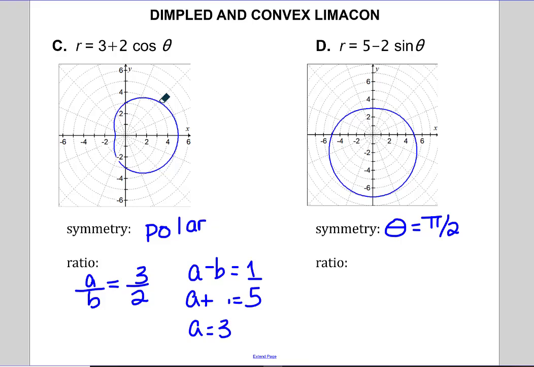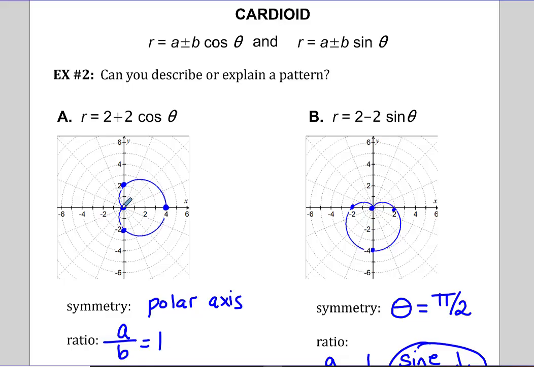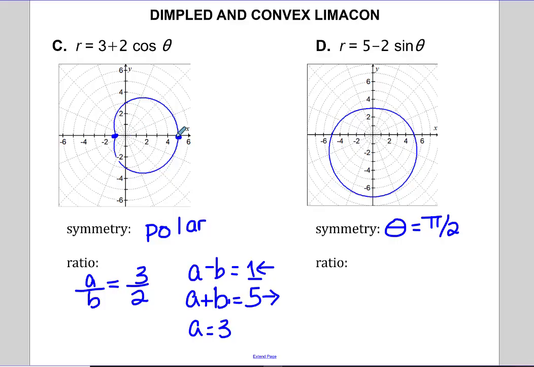A plus B is 5. That goes to the right. A minus B is 1. That goes to the left. See, the other ones on the other page had a 0, so that just stayed at the origin, where this actually moved 5 to the right and 1 to the left. And the A value of 3 tells us where 2 more points are, at (0, 3) and at (0, negative 3). And it's just kind of a dimpled cardioid.